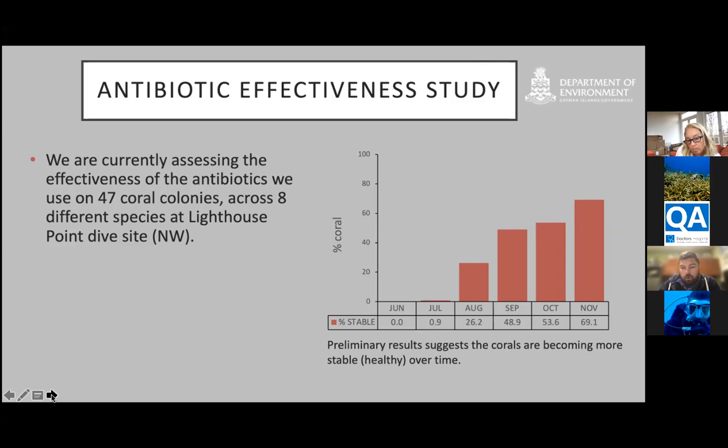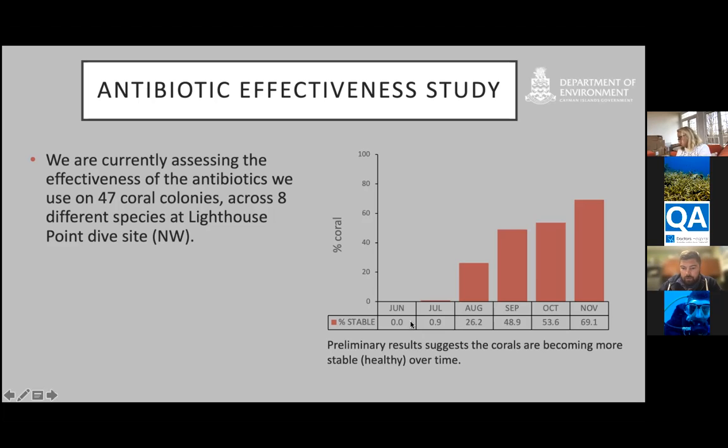And in due course, we will be adding our results to the breadth of literature that is out there already. So what we've been seeing so far is, as time has gone on, we've noticed that the corals seem to require less and less treatments, which is really good.